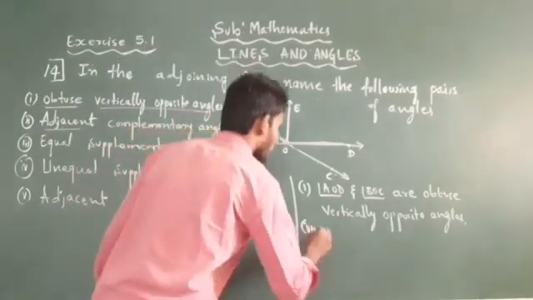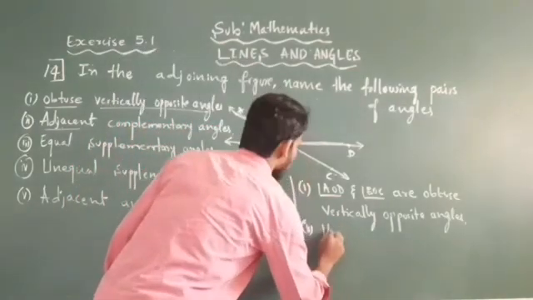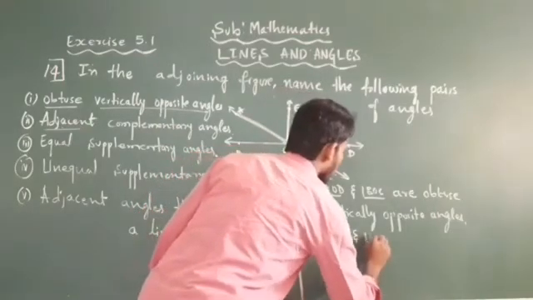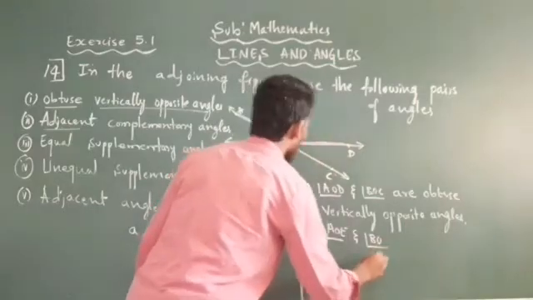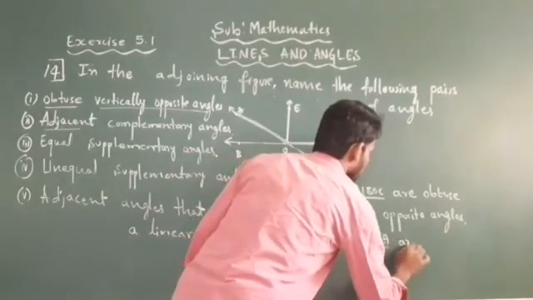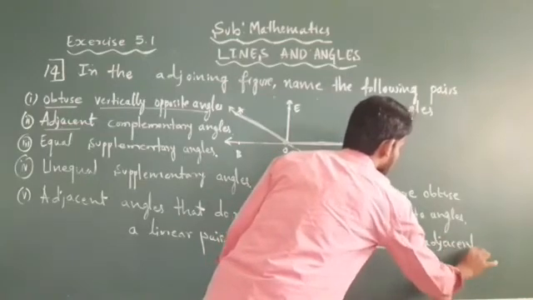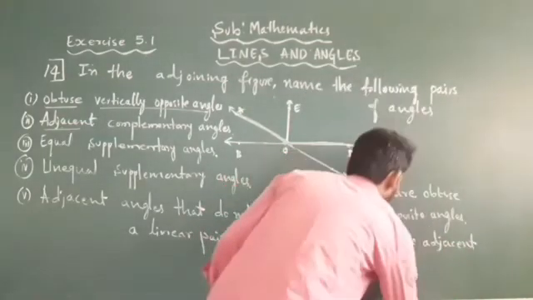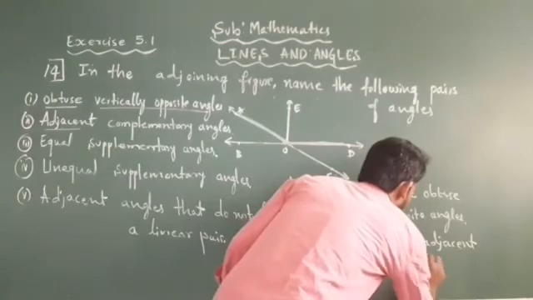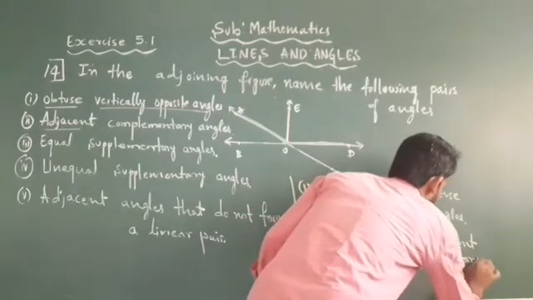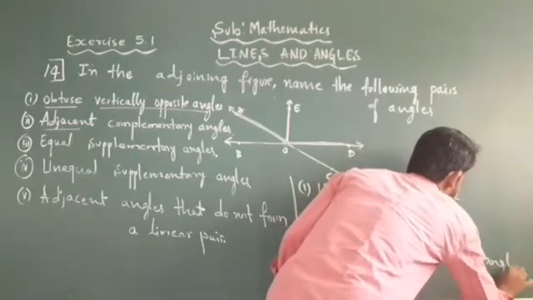Now we can say angle AOE and angle BOA are adjacent complementary angles. This is the second one.